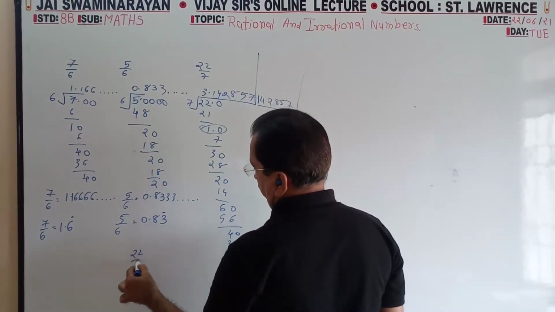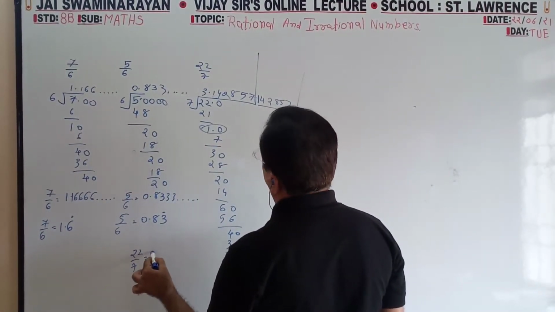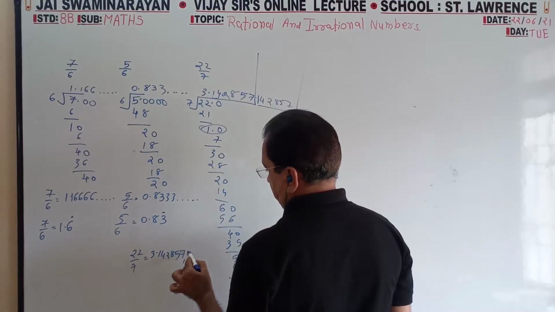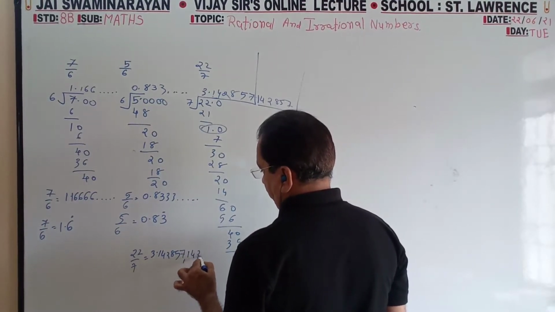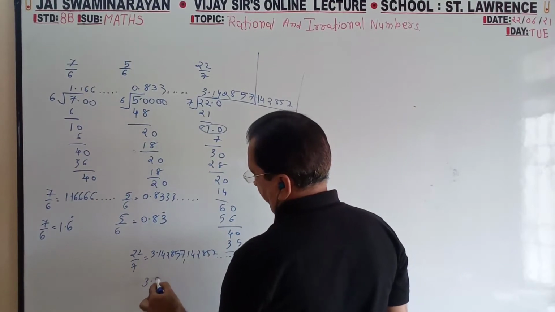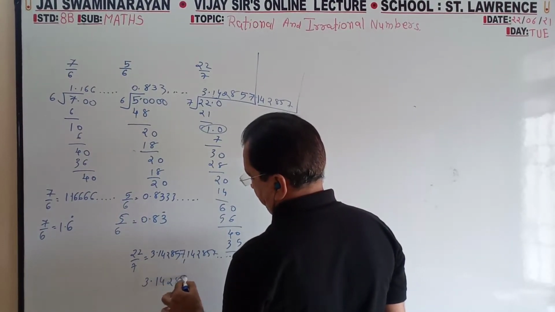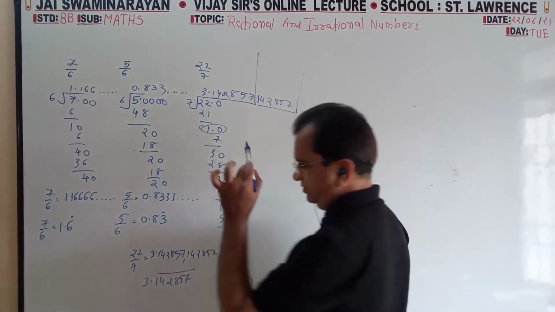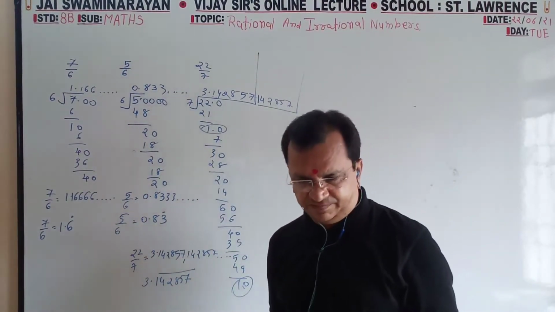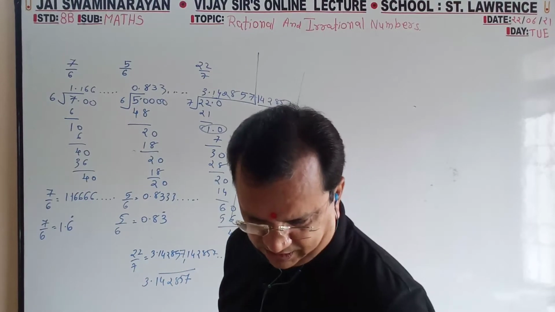So 22 by 7 is equal to 3.142857. That is what will recur, will come again and again.